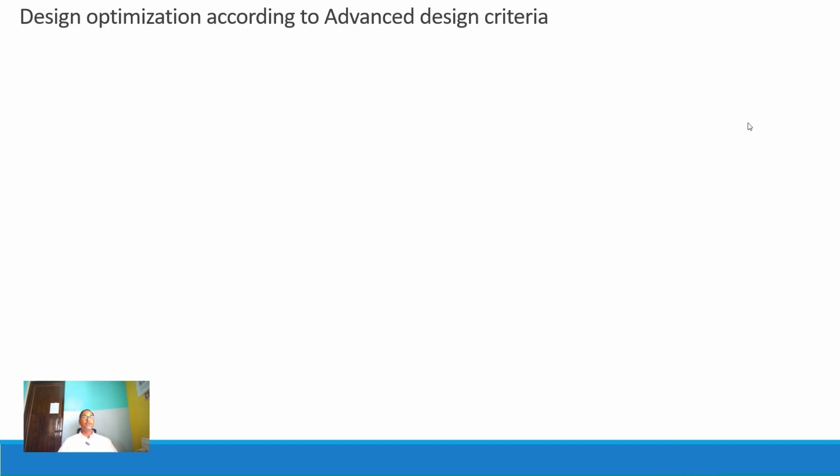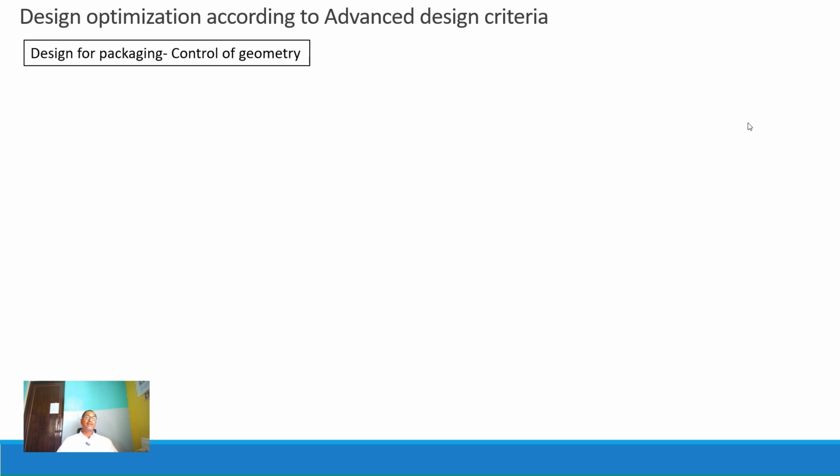Firstly, let's look into the design optimization that is being done according to the advanced design criteria. The first criterion that we have is the design for packaging. It's nothing but the control of the geometry. I hope you remember this. So we have to package our design in such a way that it doesn't clash with the adjacent systems.